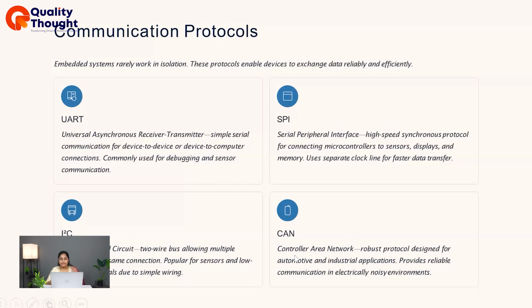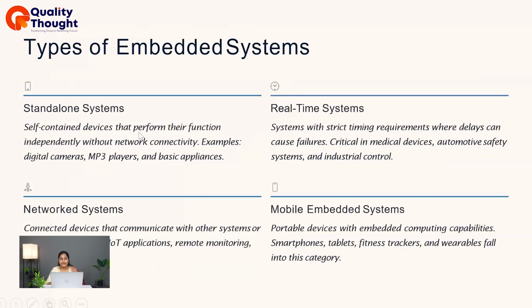Okay. Whereas coming to the types of embedded systems: standalone systems, real-time systems, networked systems and mobile embedded systems. Coming to the standalone systems, examples are cameras, MP3 players and basic appliances. They are self-contained devices that perform their function independently, without depending on others. A camera will not depend on another system to perform its job. So that comes under the standalone system.